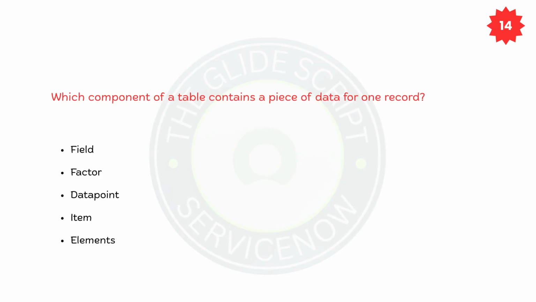Which component of a table contains a piece of data for one record? Field will be the correct option. So the first option is the correct option.